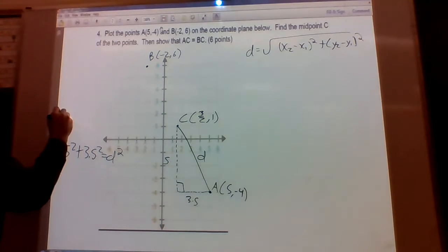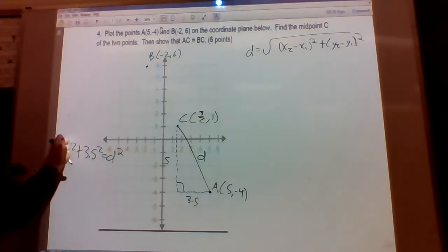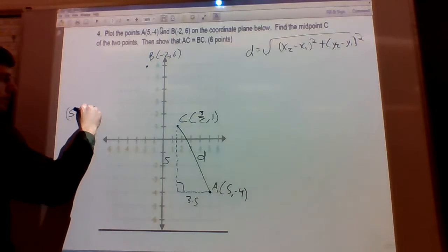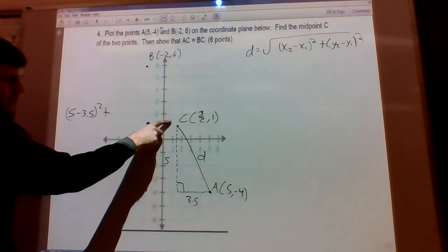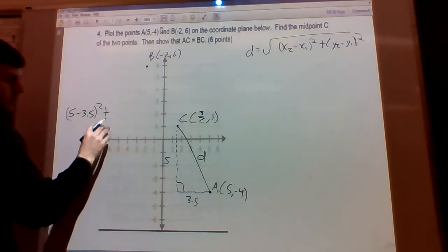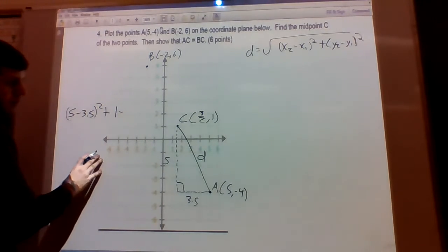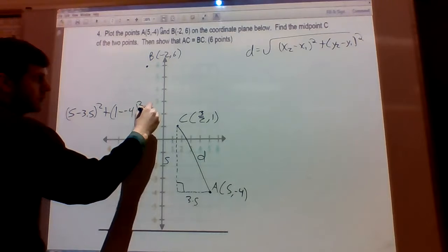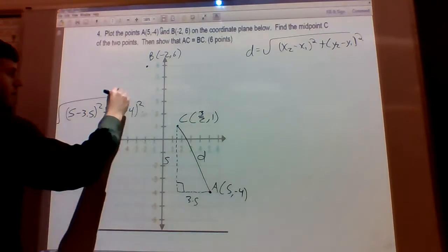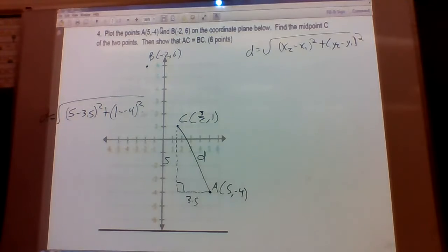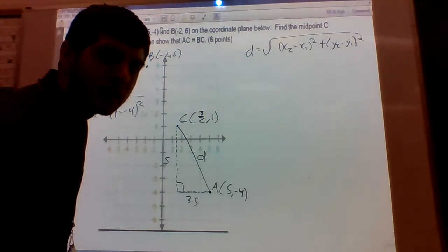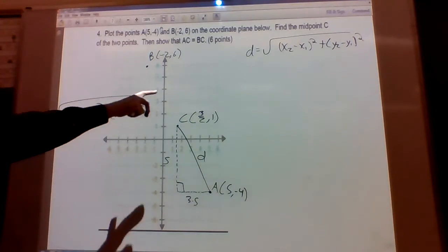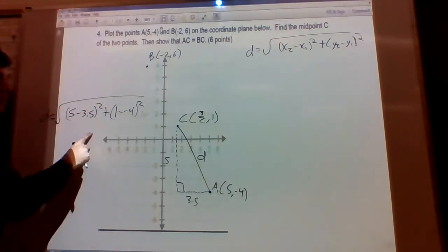Let me erase this. Right, we did 5 minus 3.5 squared, plus 1 minus negative 4 squared. And we said the square root of that is our distance. Okay. You can see that. That's this formula right here. That's exactly what we're going to do.